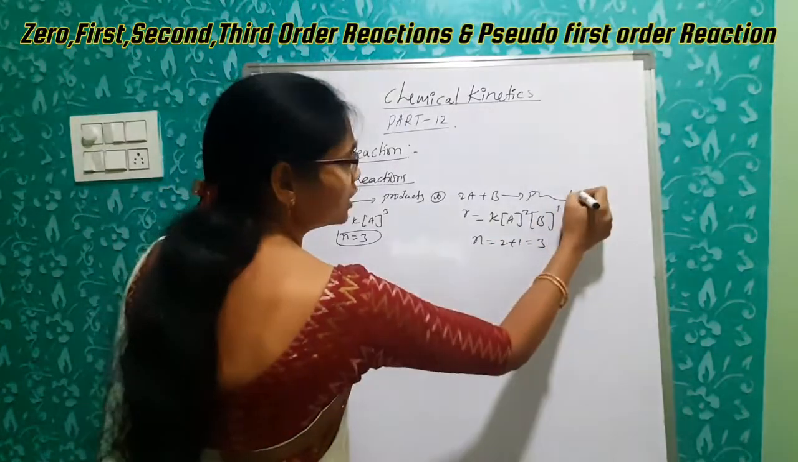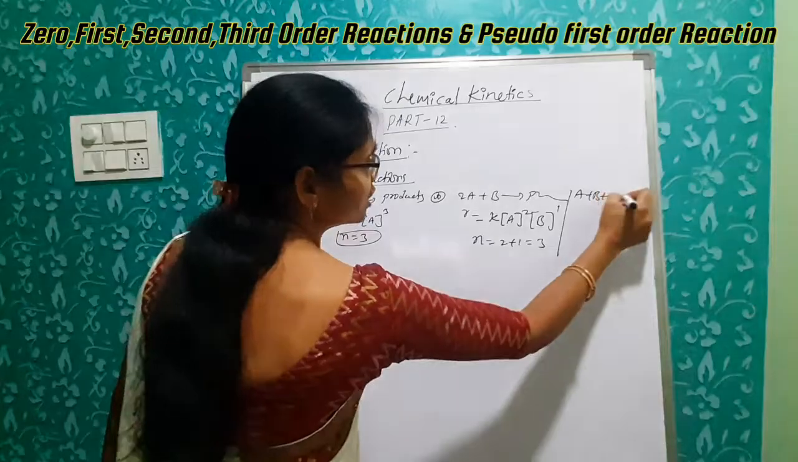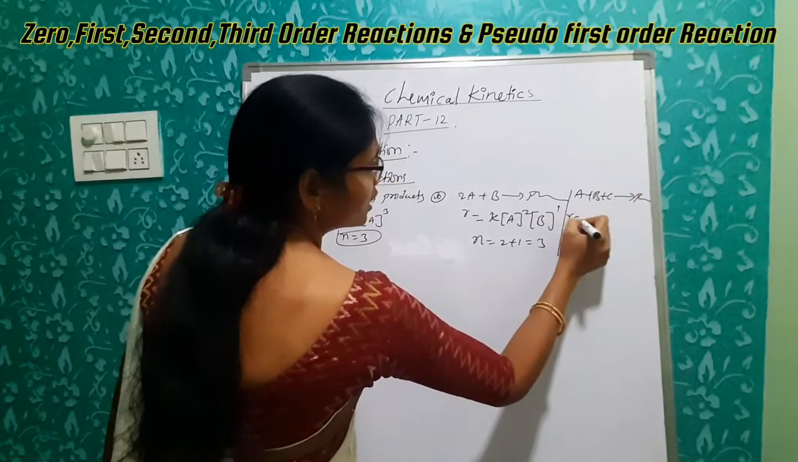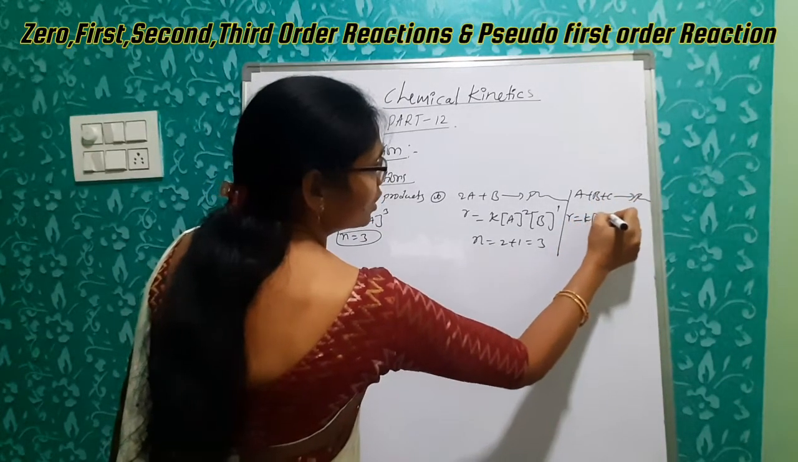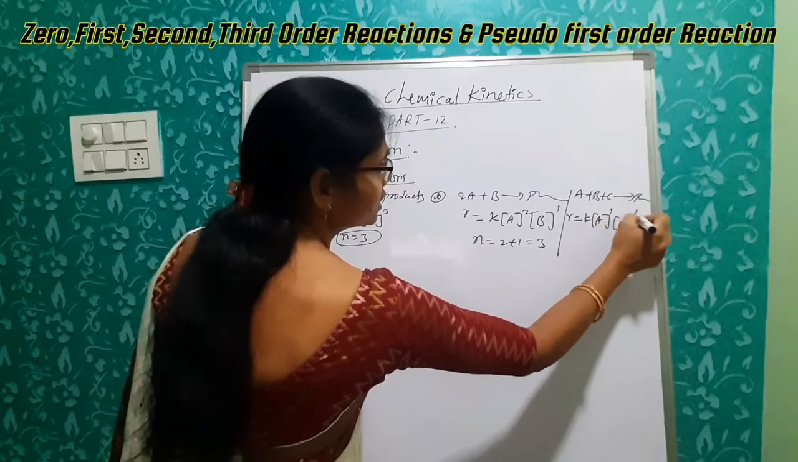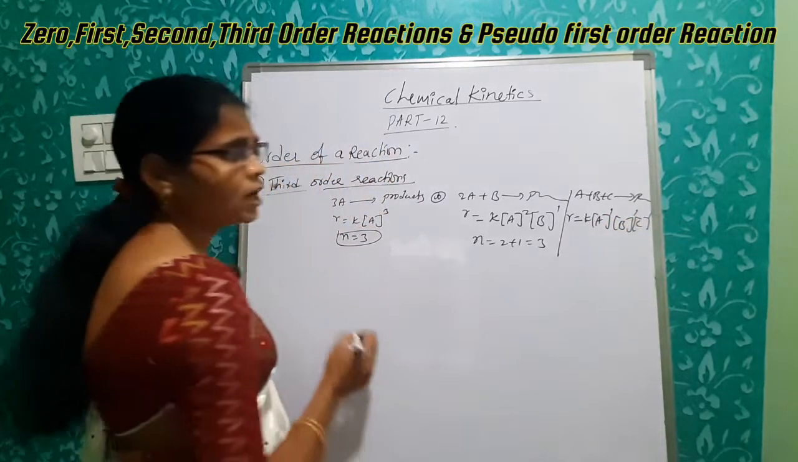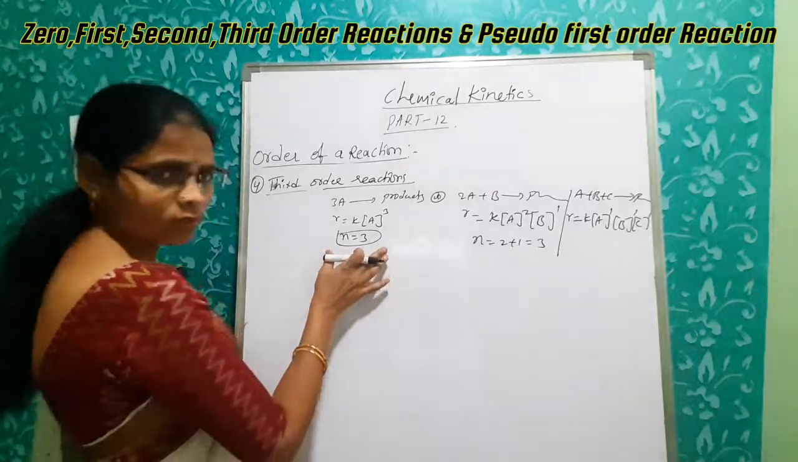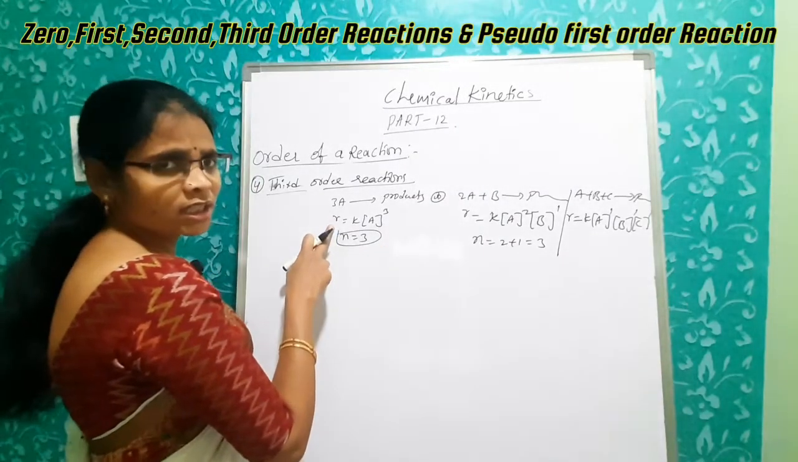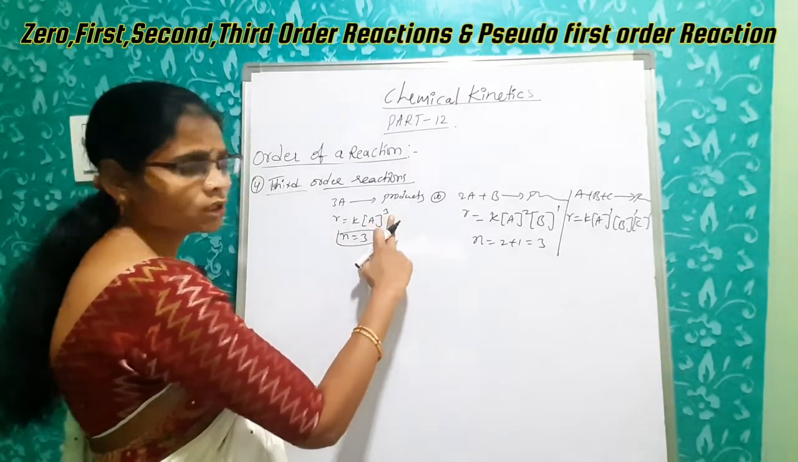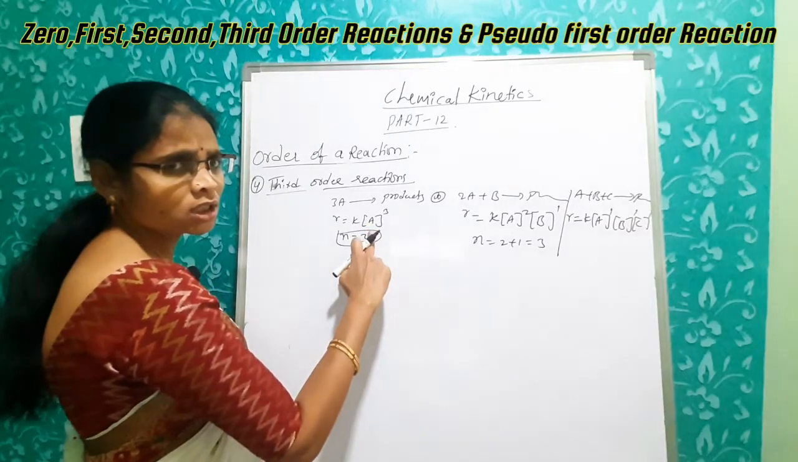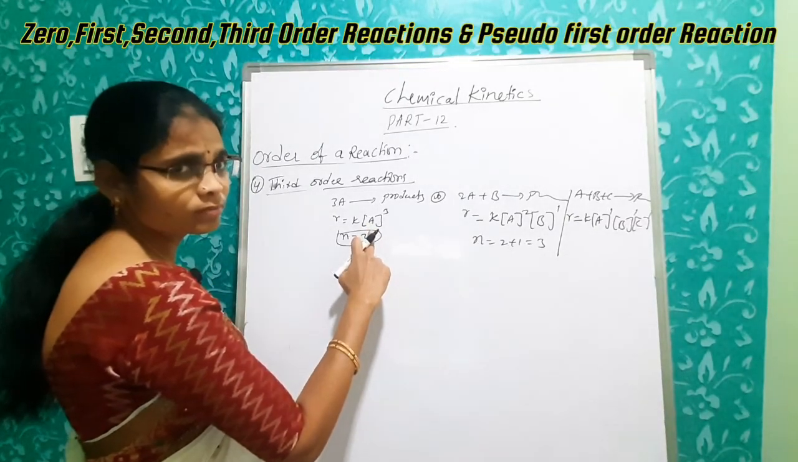Or another possibility, A plus B plus C gives rise to products. R is equal to K A power 1 B power 1 C power 1. How to define it? Simply, the rate of the reaction is directly proportional to the third power of the concentration terms of the reactants.